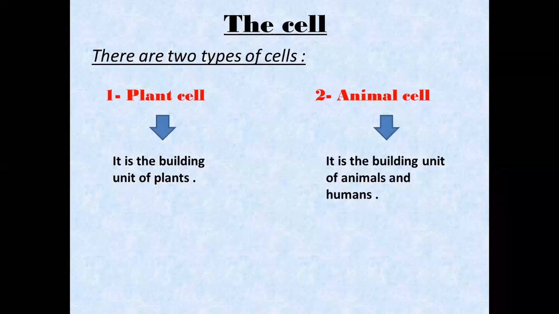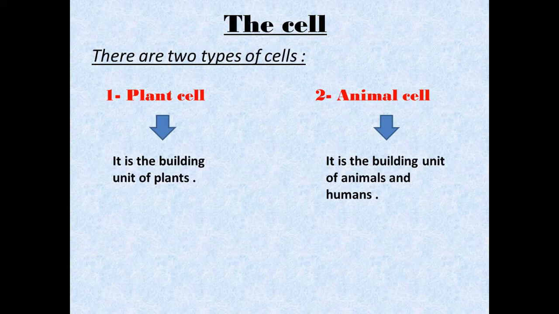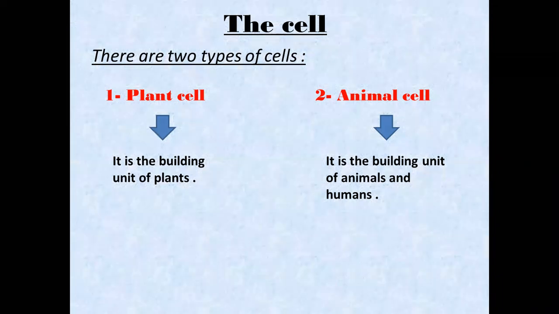But plants are different. They have a different structure. So they have different organs, so different tissues, so they have different cells. And these cells are called plant cells. So plant cells are for plants only, and animal cells are for animals and humans.